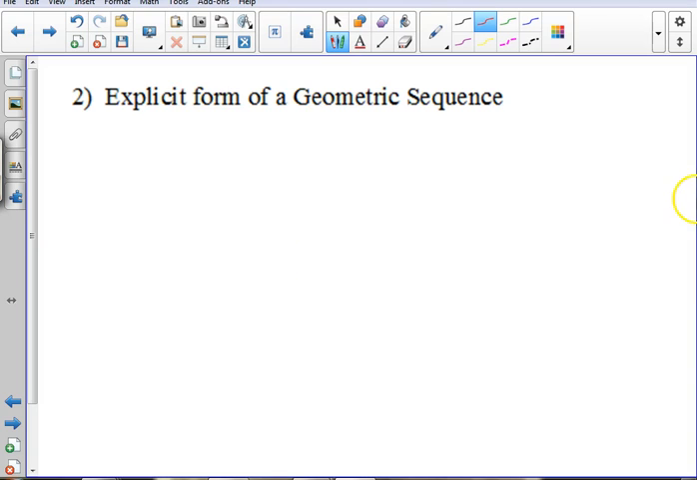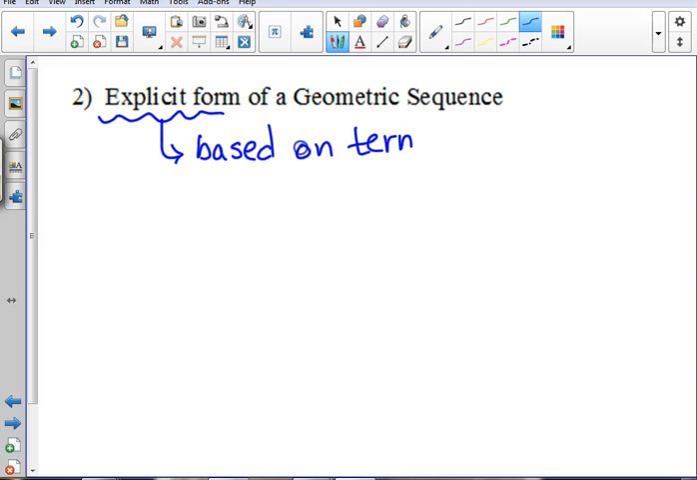So anybody remember what explicit meant, the idea of any kind of explicit form? It's based on what? It's based on the term number. So it's going to have an N in it that's going to tell you the term number.